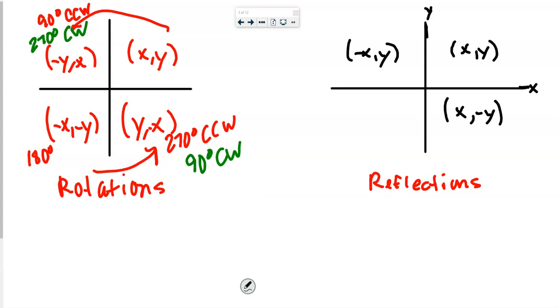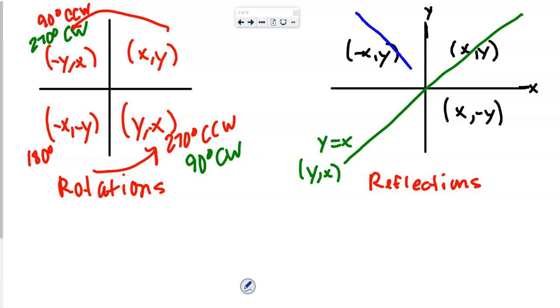Now we're also going to talk about two others. We're going to talk about a reflection across the line y equals x. So this is the line y equals x. And when we do that, they just flip, right? So it's going to be y comma x when we reflect over y equals x. And over here, here's another one. This is going to be the line y equals negative x. So this is y is equal to negative x. And this time, they're going to flip and change signs. So it's going to be negative y comma negative x. Those are all of our normal transformations, okay?